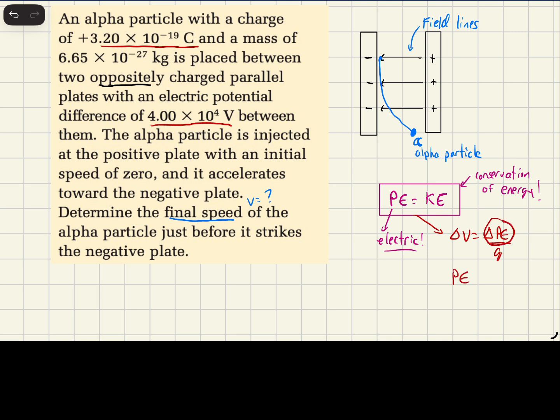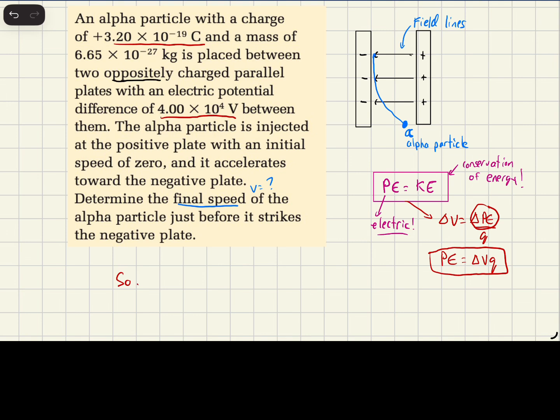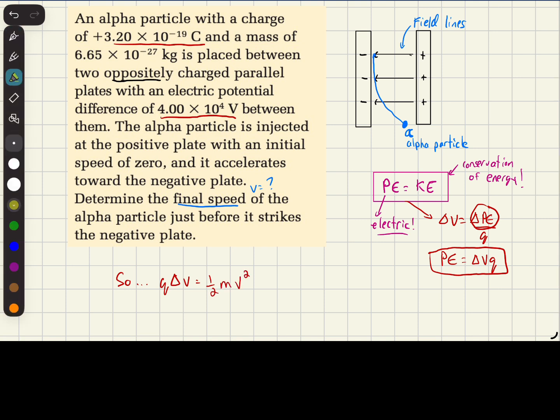And we could just isolate by multiplying both sides by Q. And that'll give us the electric potential energy. Now we can just expand our original conservation of energy formula to Q times voltage equals half mv squared, and we're going to isolate for the v squared, or the v, I should say, of the alpha particle.